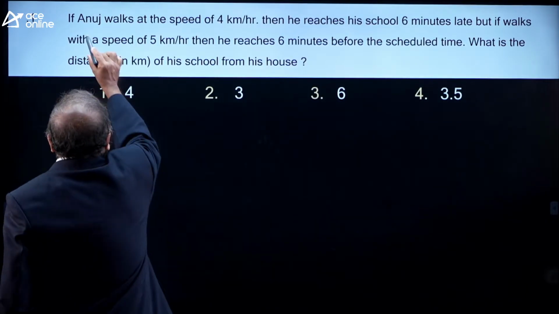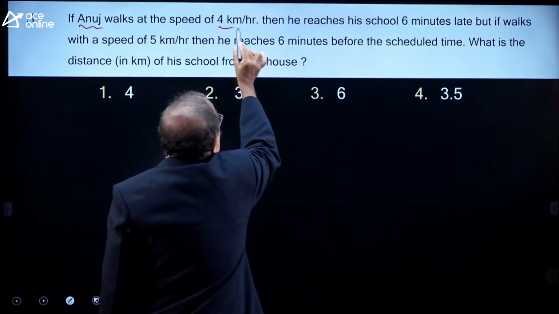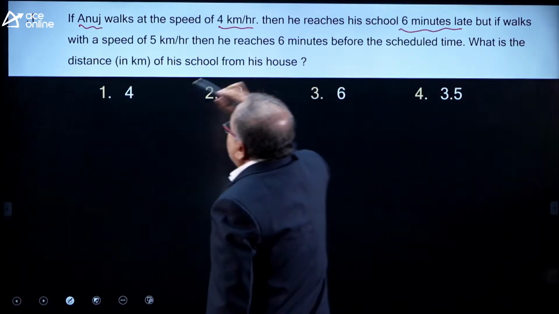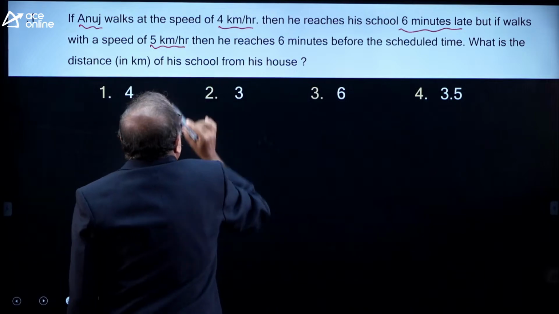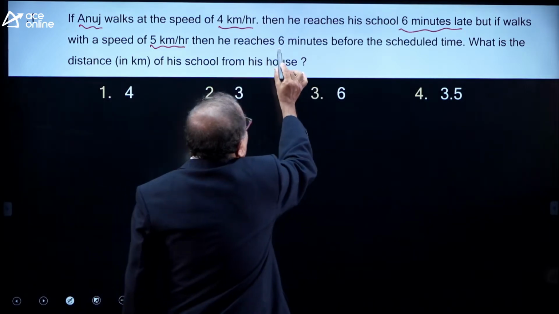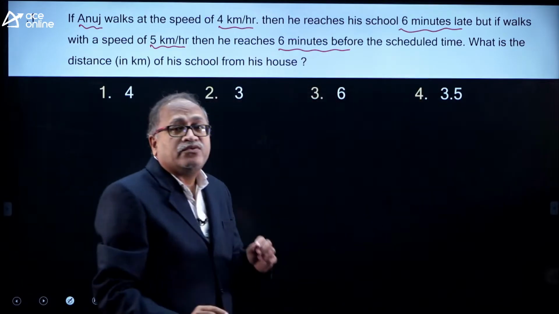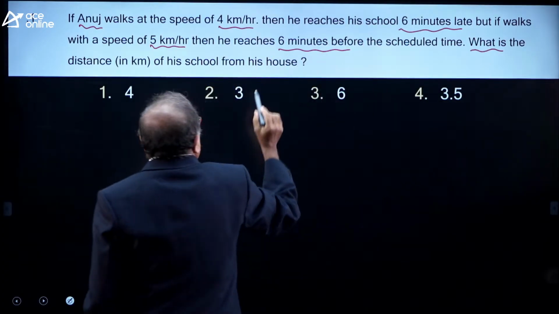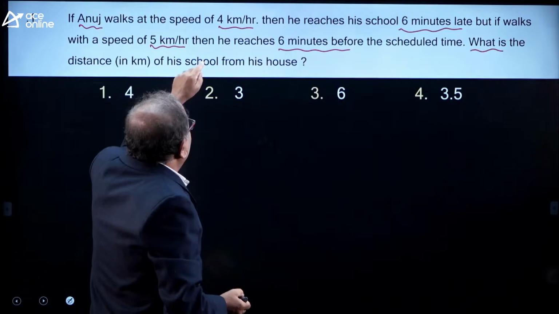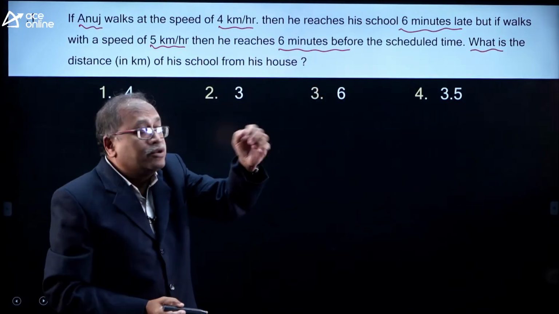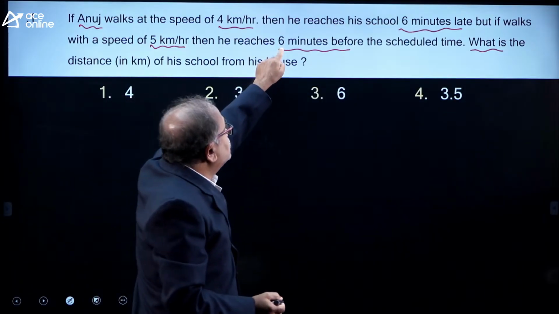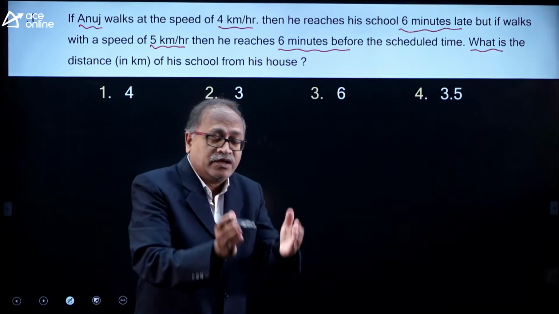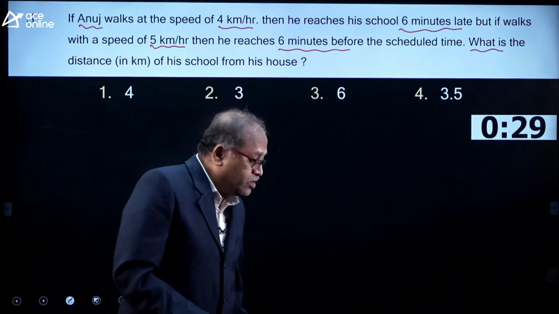If Arjun walks at a speed of 4 km per hour, then he reaches home 6 minutes late. But if he walks at a speed of 5 km per hour, then he will be 6 minutes before the scheduled time. Very commonly asked question. What is the distance between the school and house? Walking at 4 km per hour, he is 6 minutes late. Walking at 5 km per hour, he is 6 minutes early. Find the distance between the house and school. Come on my dear friends, I give 30 seconds for you to think.